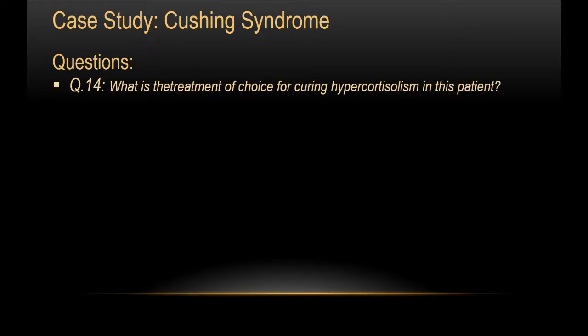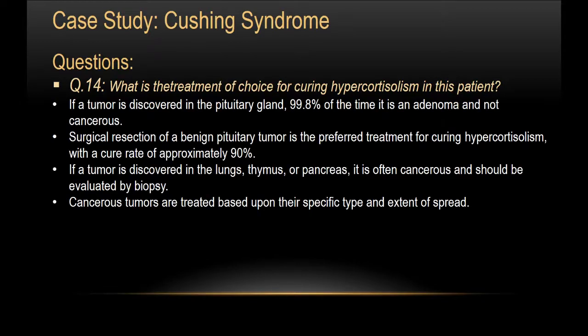What is the treatment of choice for curing hypercortisolism in this patient? If a tumor is discovered in the pituitary gland, remove it. Surgical resection.